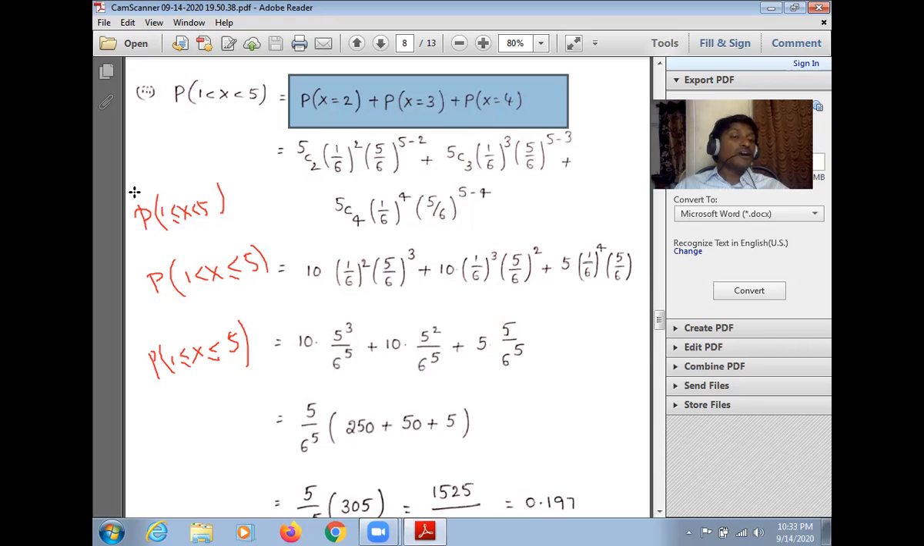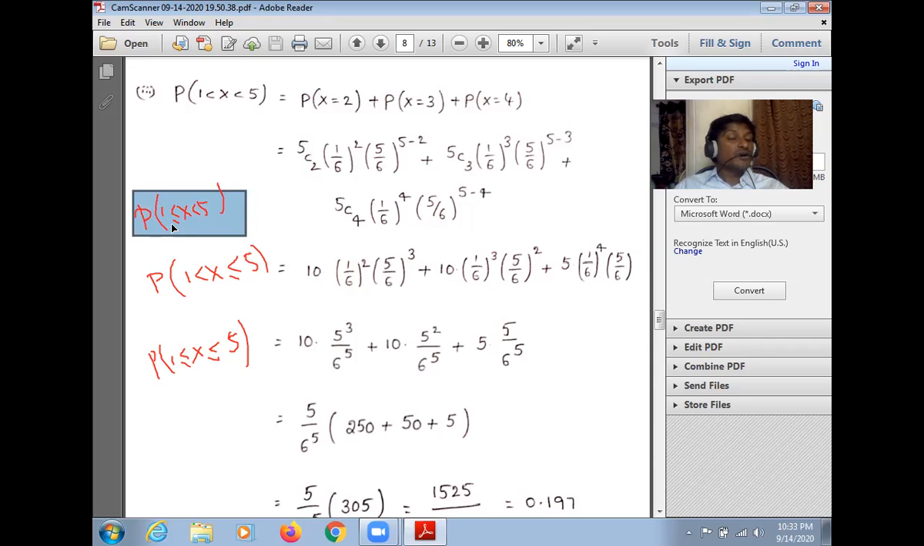And here, if you observe this one, 1 less than or equal to x less than 5, it means what we will get? Here it includes the same 2, 3, 4. Along with that, what will we get?